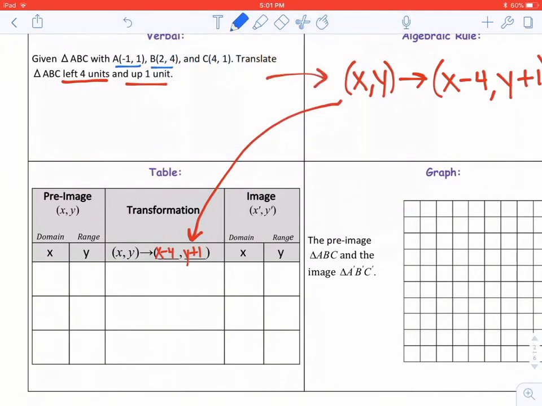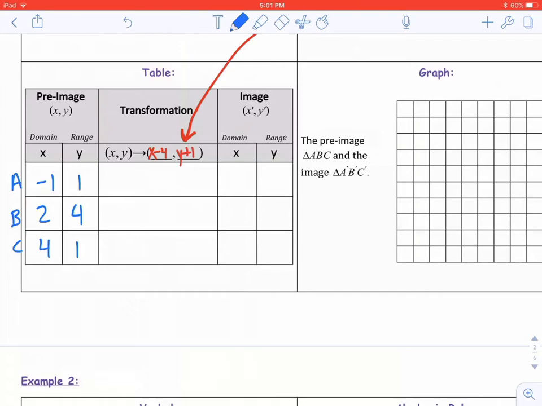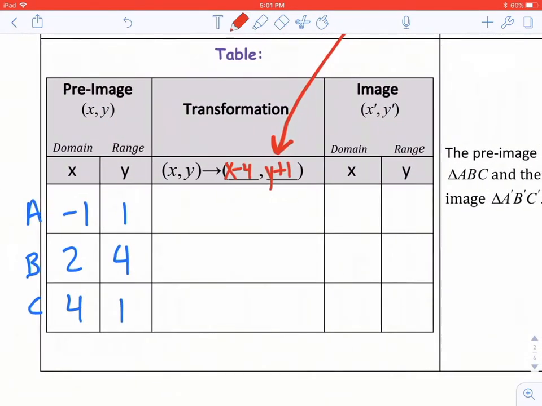We have our pre-image coordinates A, B, and C. So let's write those down in our table. A is -1, 1, B is 2, 4, and C is 4, 1. So now we're going to use our transformation algebraic rule to figure out the coordinates of the image. So I'm going to just focus on the table for a minute, and using the coordinates A, B, and C, we're going to apply the rule that we've written above there.